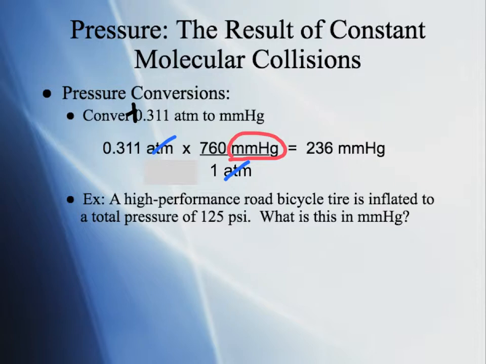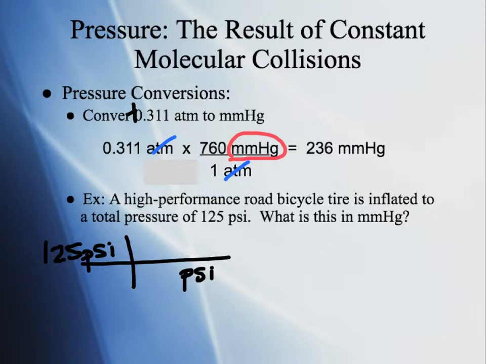All right, let's try one more together. It says a high-performance road bicycle tire is inflated to a total pressure of 125 psi. What is this in millimeters of mercury? Well, let's figure that out. We always start with what we're given, 125 psi. Now to get rid of psi, we need to put it down here on the bottom. And we're asked to go to millimeters of mercury.